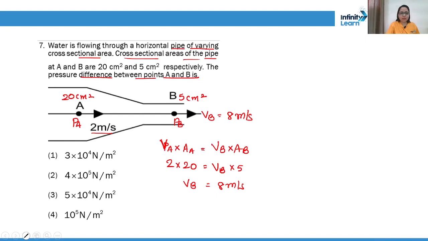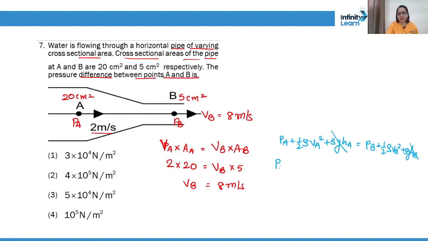Now point A and B are at the same height. Point A and B are at the same height, right? So you can apply the conservation of total energy per unit volume at point A and point B. For point A it is PA plus half rho VA square plus rho g hA is equal to, for point B, PB plus half rho VB square plus rho g hB. Now, hA and hB both are equal because we are talking about a horizontal pipe, right? So this term will cancel this term.